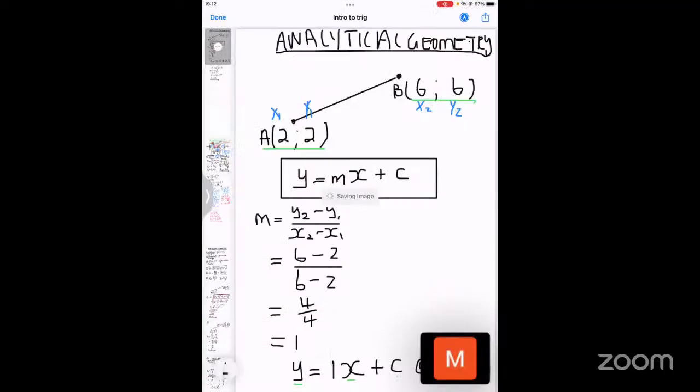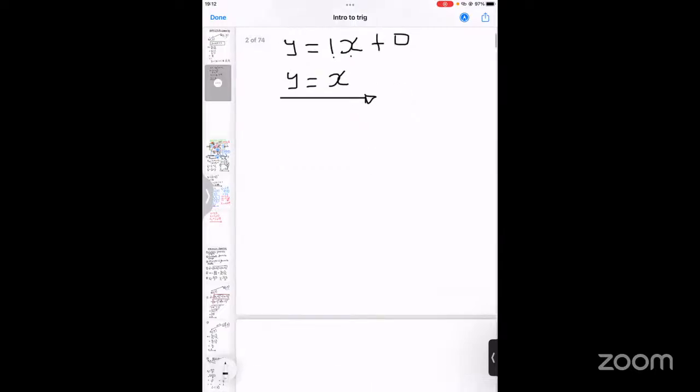Let me do another example so that we will see if you guys will have some questions for me. Okay. I will just underline that.